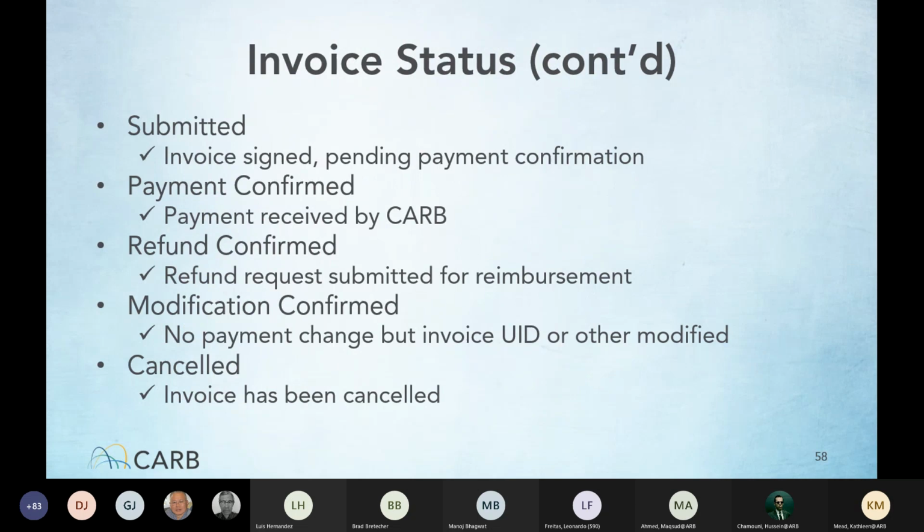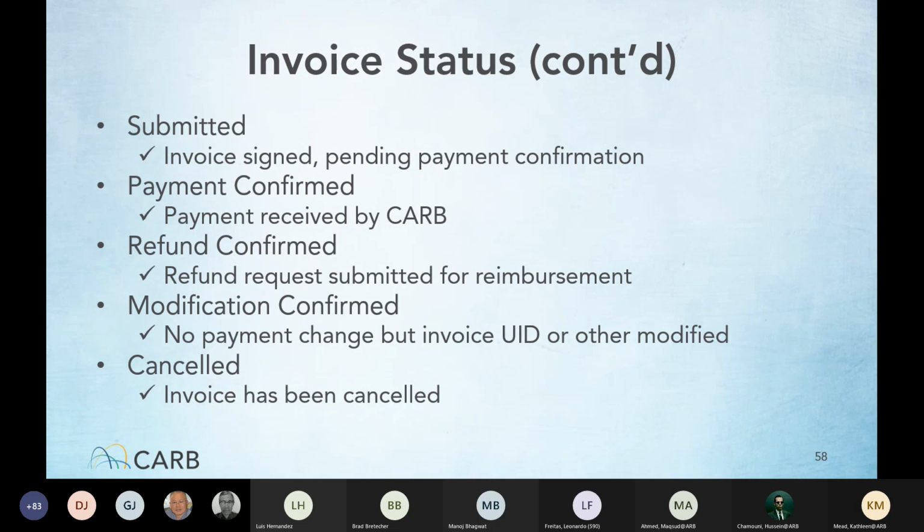Submitted invoices are those that require a payment. This is the invoice signed, pending payment confirmation. The payment confirmed status will be put under the status once CARB acknowledges the payment has been received.